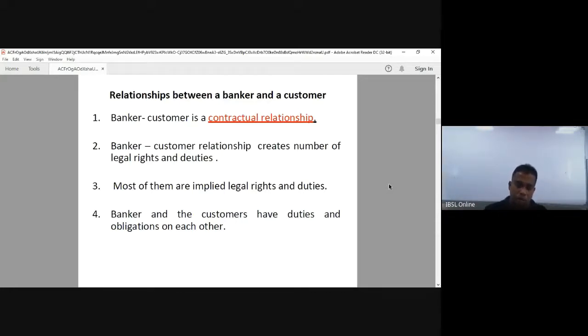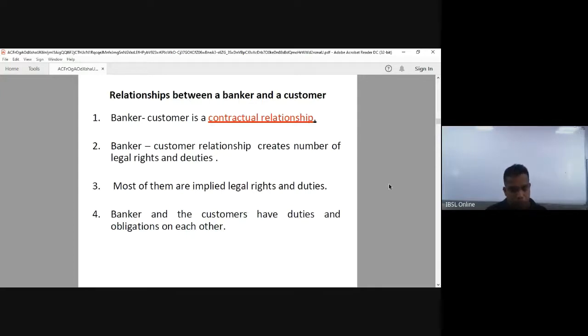So remember, a contract can be written, a contract can be verbal, or a contract can be by conduct. Therefore, if it is a written contract, the terms, duties and responsibilities are written. For example, you go to a bank and obtain a loan. You sign a written contract, a loan agreement. So the terms and conditions are written in the agreement.